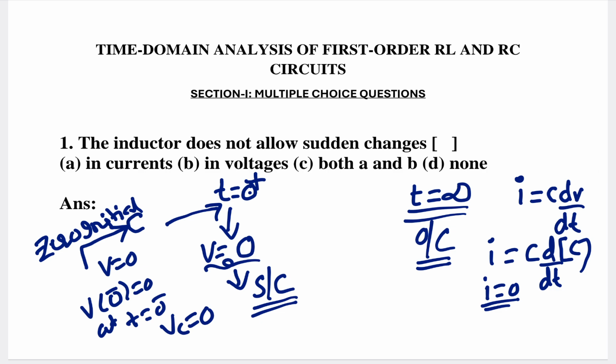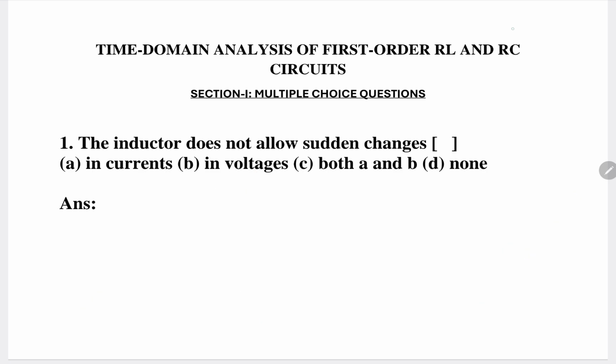So resistor, inductor, capacitor. A resistor allows sudden changes in current, but an inductor does not allow sudden change in current. A capacitor does not allow sudden change in voltage. And that is how the resistor, inductor, and capacitor act at t equal to 0 plus or at t equal to infinity, that is, at steady state. Now let us start with our first question.